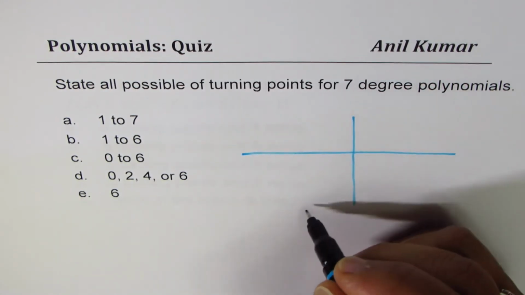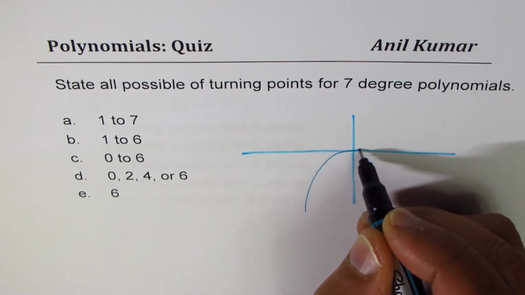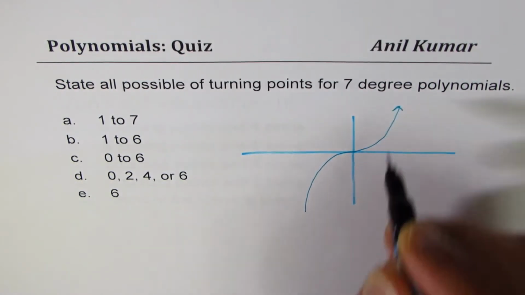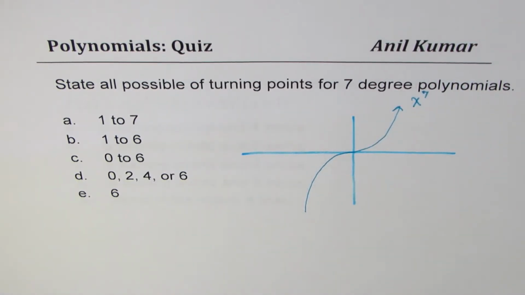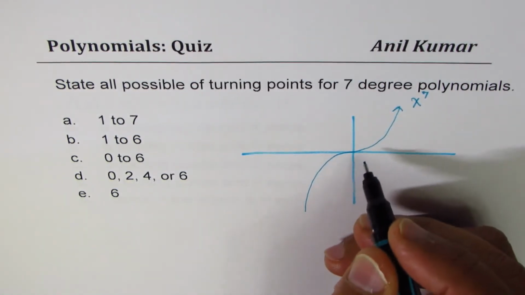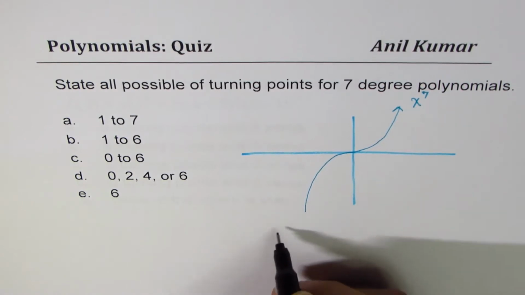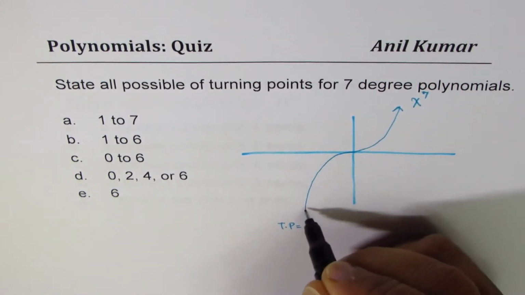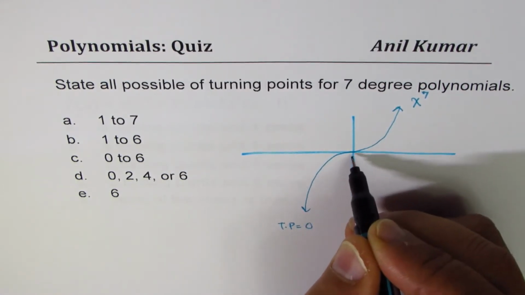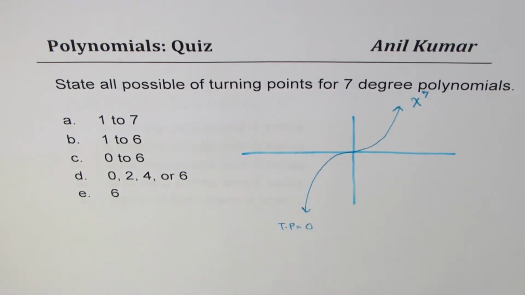One of them could be a function like this. How many turning points will this have? X to the power of 7. This is a 7-degree polynomial, correct? Number of turning points in this case are 0. It doesn't turn, it just keeps on moving ahead, right? This is not a turning point. You get an idea, right?